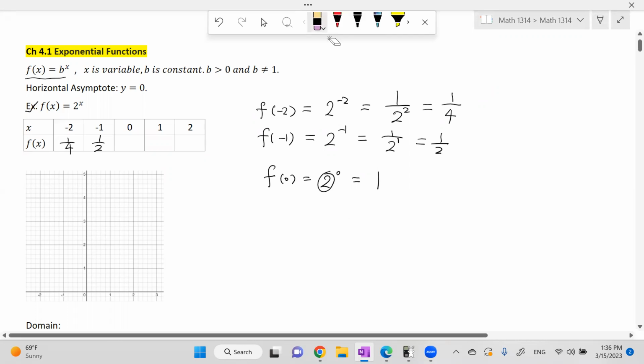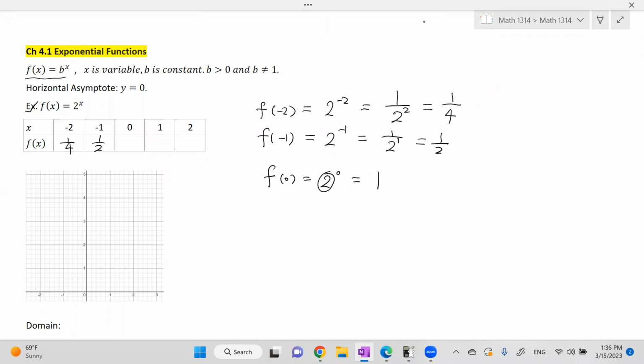Let's clear the space. All right, so put 1 here. What is the next point? Put the 1 inside of the function. Then the output is 2 to the first power. That's 2. Put 2 here. F of 2, that's 2 squared. That's 4. We have 5 points.